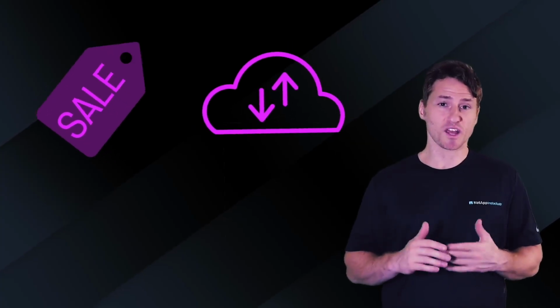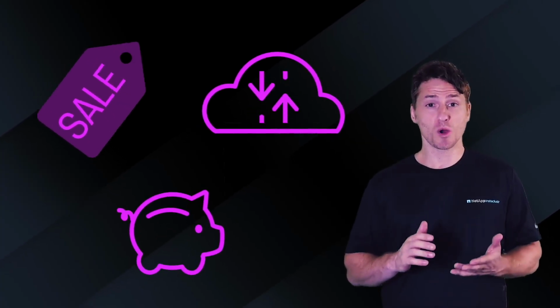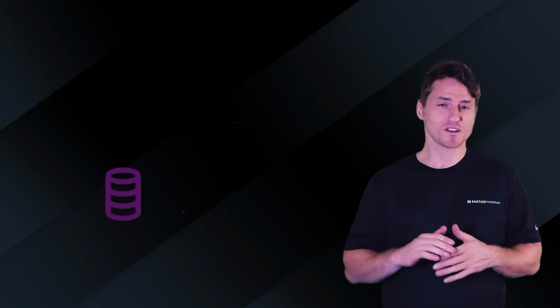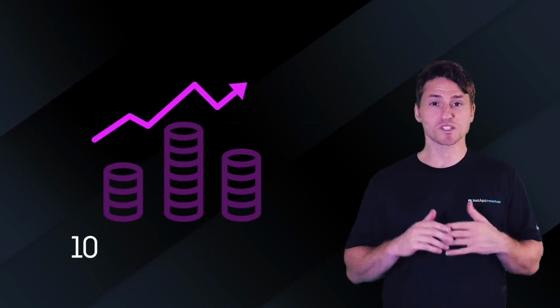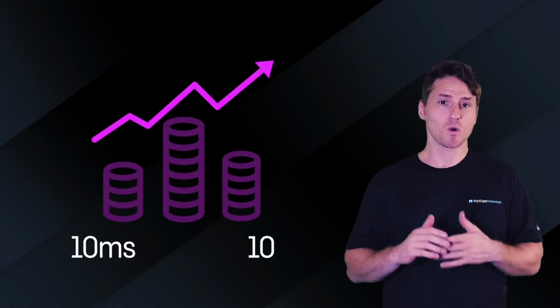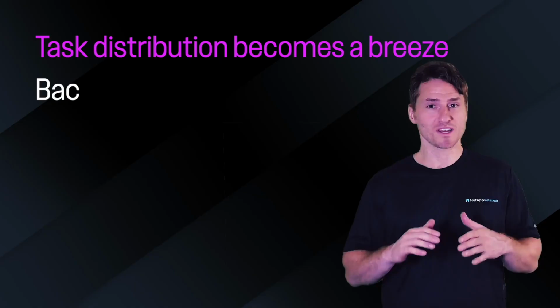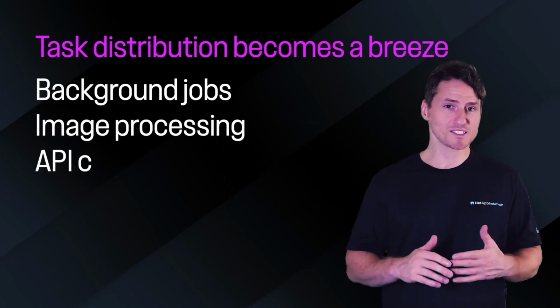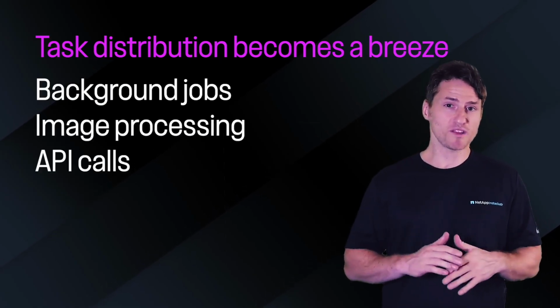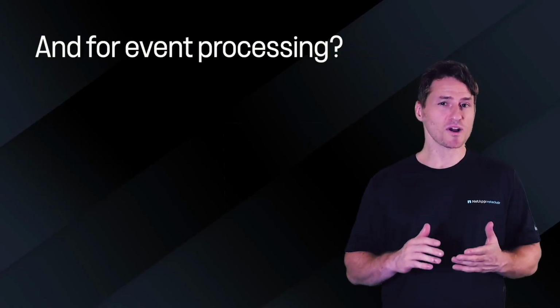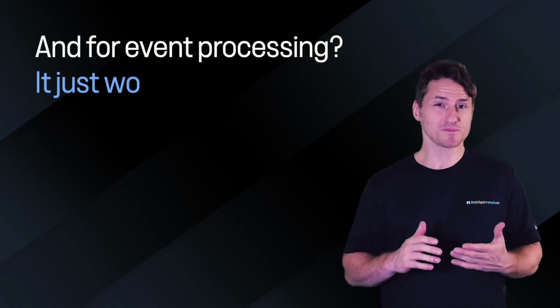So when should you actually use this? It's perfect for traffic spikes, like think Black Friday or product launches, or those viral moments when your app suddenly gets famous. It's also great for mixed workloads, where some messages take 10 milliseconds, while others take 10 seconds. And task distribution becomes a breeze. Background jobs, image processing, API calls, they all benefit from this model. And for event processing, where order doesn't matter as much, it just works.